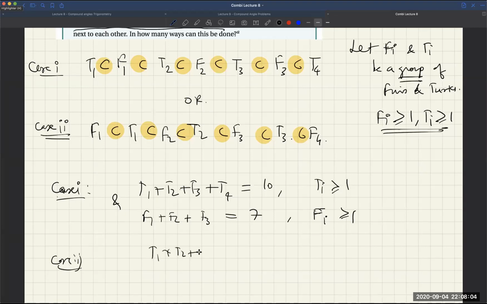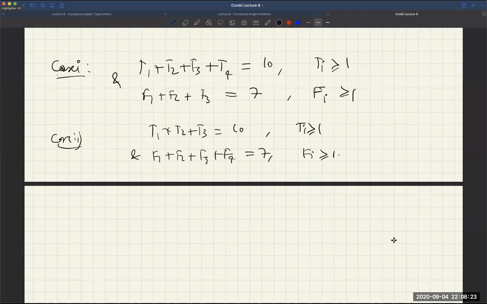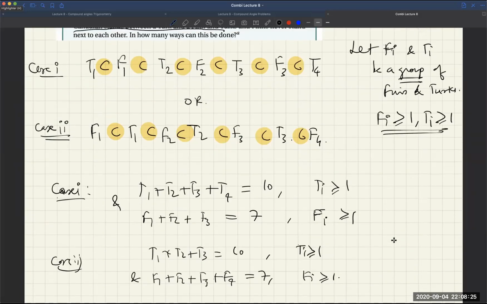T1 plus T2 plus T3 equals 10, where Ti is greater than or equal to 1, and F1 plus F2 plus F3 plus F4 is equal to 7, where Fi is greater than or equal to 1. Very nicely constructed problem, बहुत अच्छा problem है. ये प्रॉब्लम समझ में आया सभी को? प्लीज एक बार गो थ्रू करो. किसी को कुछ नहीं समझ में आया तो मुझे पूछो प्लीज.